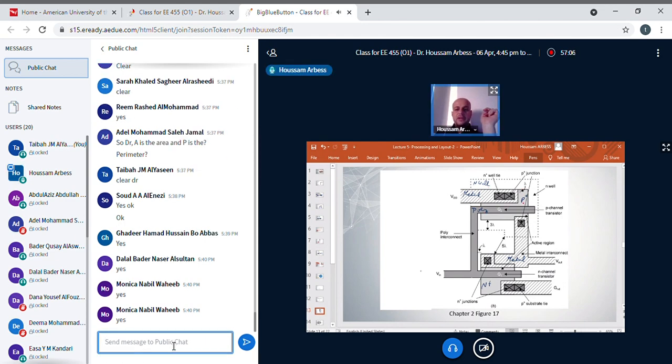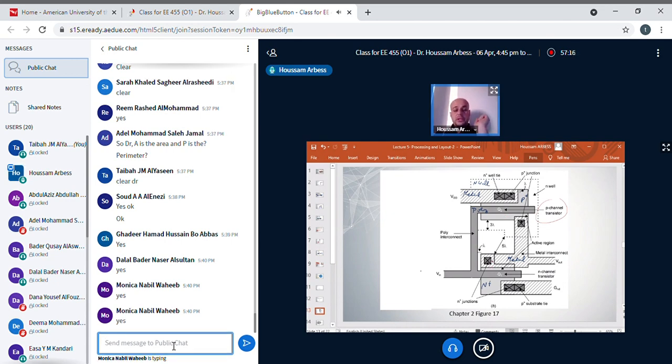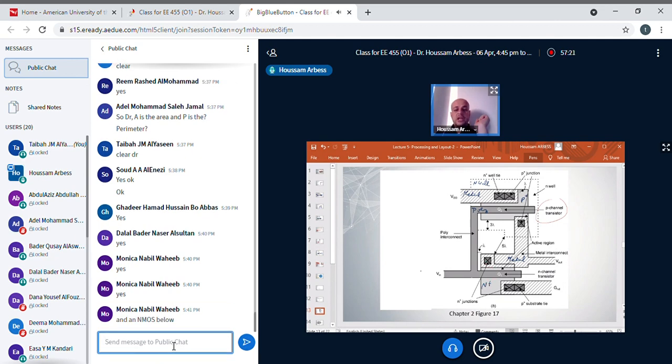So here I have poly. From this side I have P plus. From this side I have P plus. So here I have PMOS. They already told you here I have P channel transistor, and here I have PMOS. And on the bottom here I have N plus, poly, N plus. And here also I have NMOS, correct? Yes.